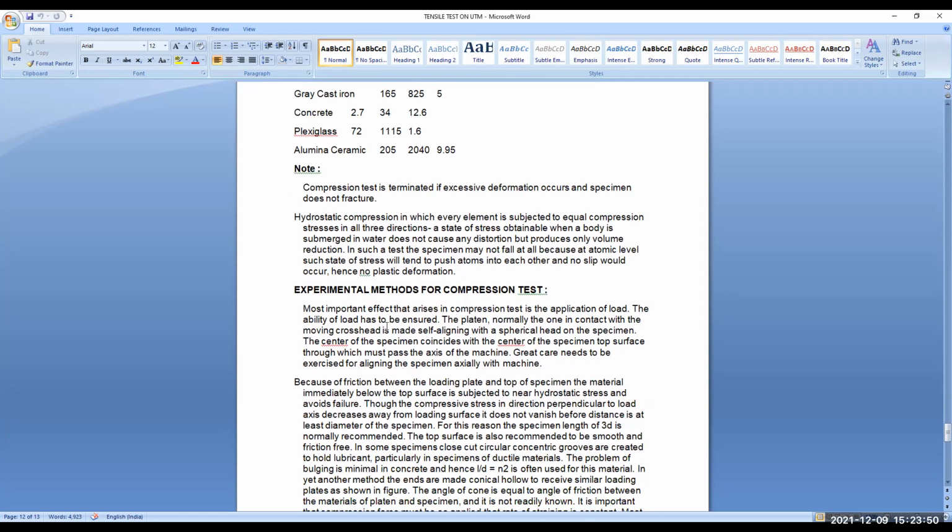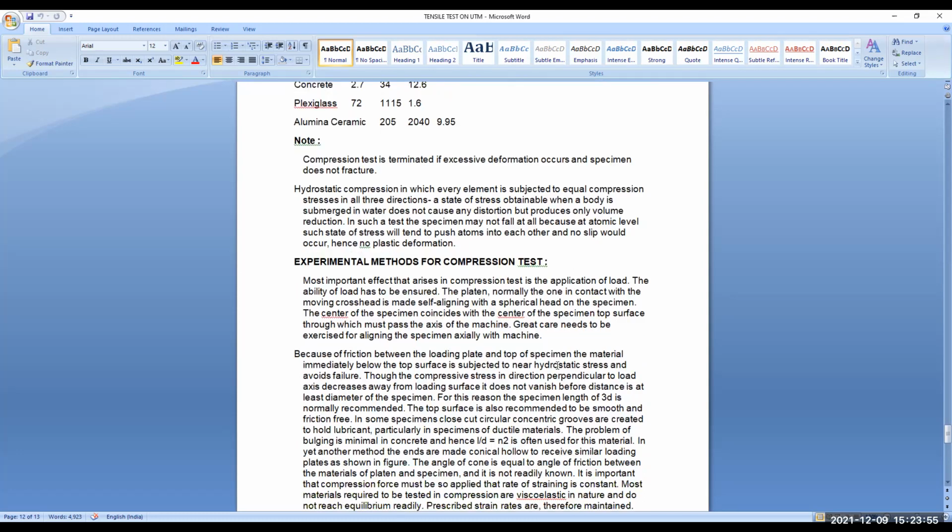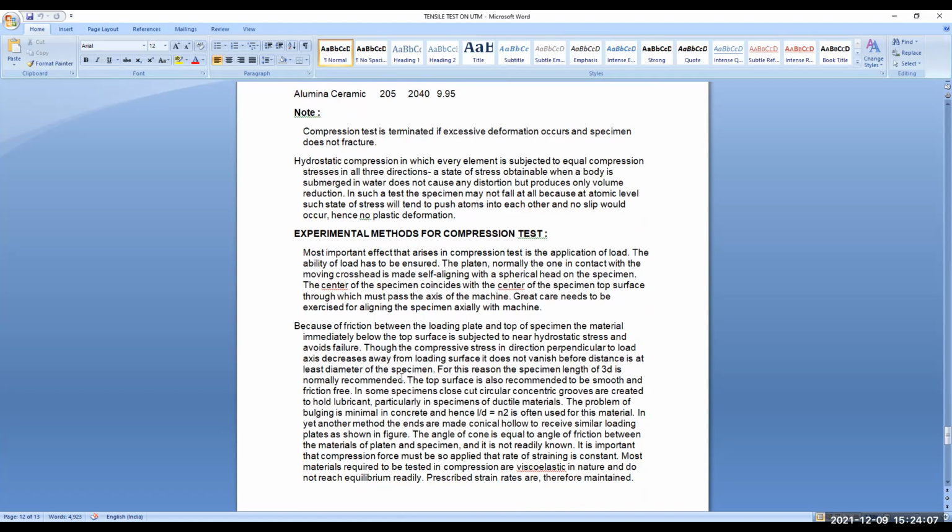The most important experimental effect that arises in a compression test is the application of load. The ability to load has to be determined from the platen. Normally, contact with the moving platen is made self-aligning with a special head to the specimen. Because of the friction with the loading plate at the top of the specimen, material immediately below the top surface is subjected to near hydrostatic stress and avoids failure.